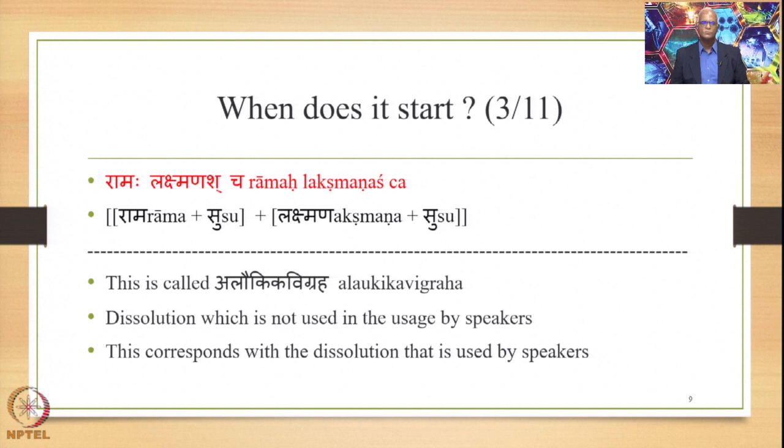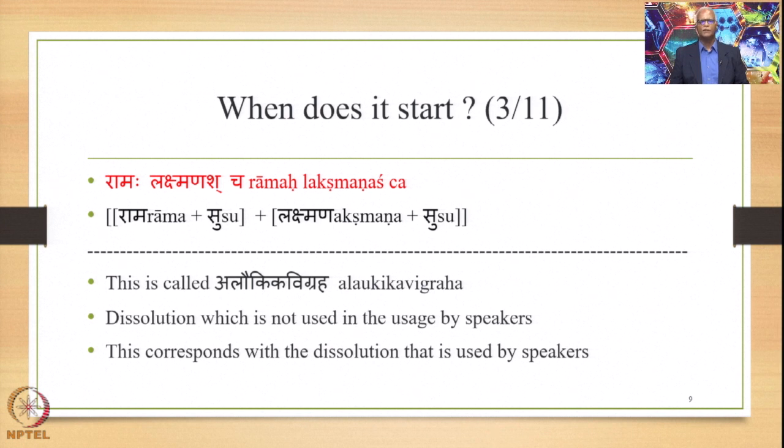Now when we do Rama plus Su and Lakshmana plus Su, which is a rewriting of Ramaha and Lakshmanaha, this is called Alaukika Vigraha. Ramaha Lakshmanascha is the Laukika Vigraha of the Samasa Rama Lakshmana. This is called Laukika Vigraha primarily because the dissolution or Vigraha involves the two words that are actually spoken by the speakers of Sanskrit.